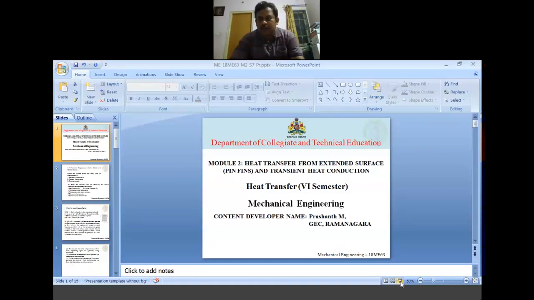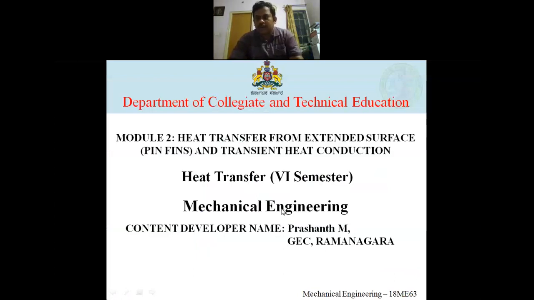So in the previous class, we discussed characteristic length for various geometries like the plane wall. For the plane wall, we considered the thickness to be L. Next, the cylinder, sphere, and cube. And we also learnt about the Fourier number.